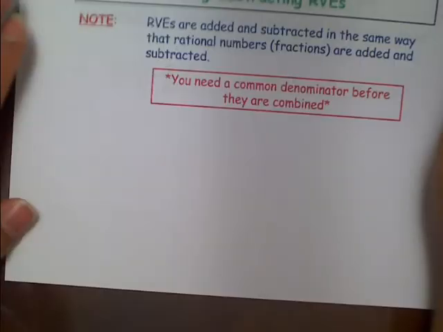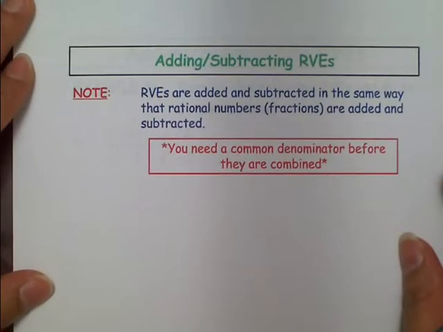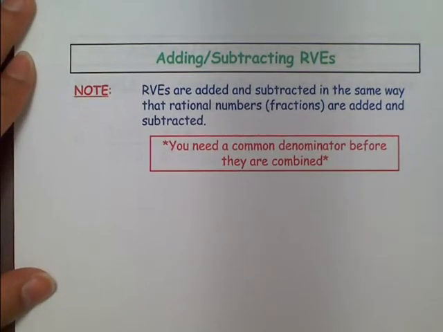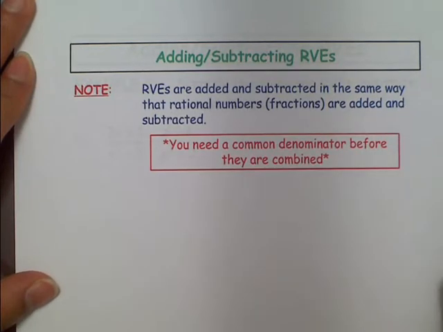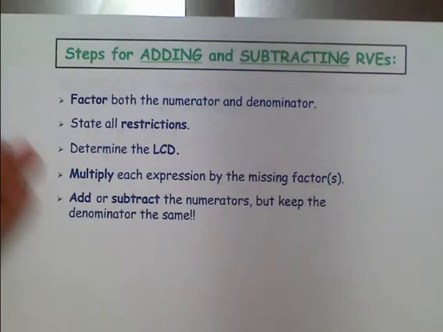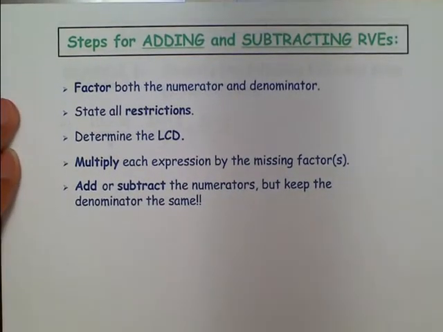So when you are adding and subtracting RVEs, note that RVEs are added and subtracted in the same way that rational numbers or fractions are added and subtracted. The first thing you need is a common denominator before you can combine them. So, steps for adding and subtracting RVEs.